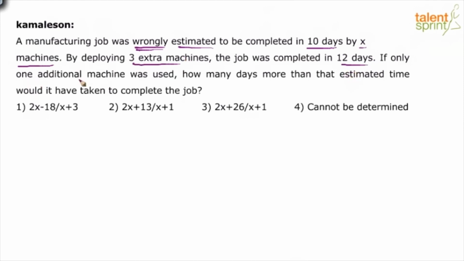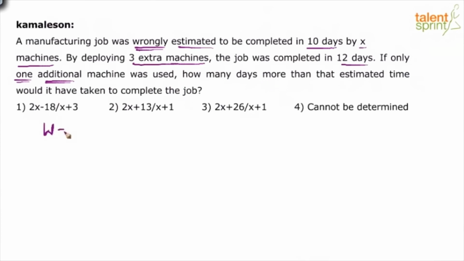If only one additional machine was used, remember, they have actually used how many additional machines? 3 extra machines. But the question now says if only one additional machine was used instead of 3, then how many more days than that estimated time would it have taken to complete the job? You getting it? If only one machine was used extra, how many more days would it take to complete this job? Now understand, what is total work?